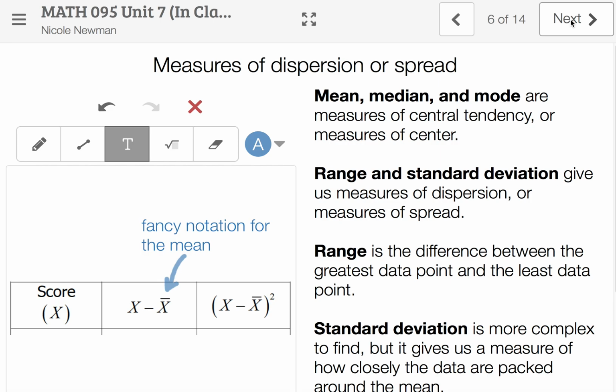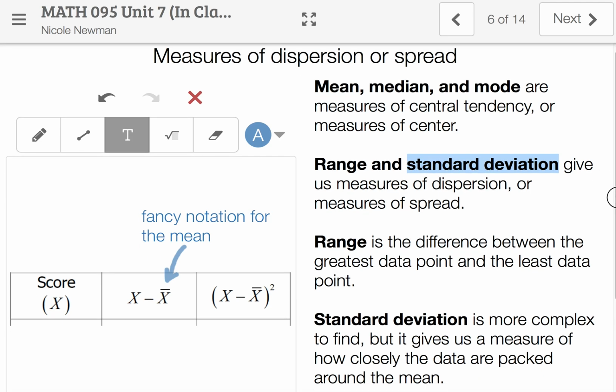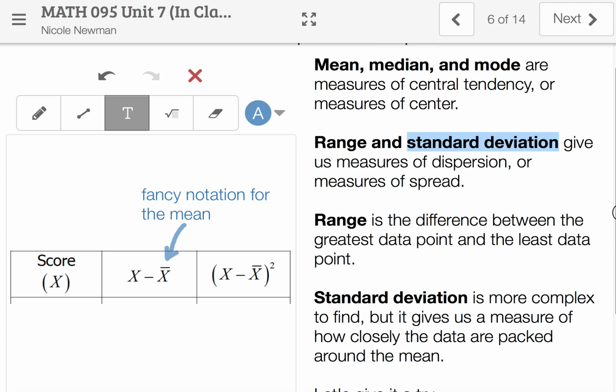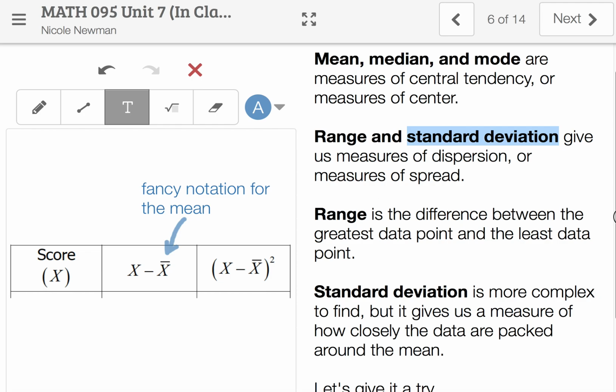We've been working on measures of central tendency or measures of center, and those are mean, median, and mode. We also worked on range. That's a measure of dispersion or spread. We need to work on standard deviation. We need to get to this, and that's a little bit sticky, but you're tough. I'm sure we can make that happen if we work on it together. It is more complex, but we'll give you kind of a format for finding that.